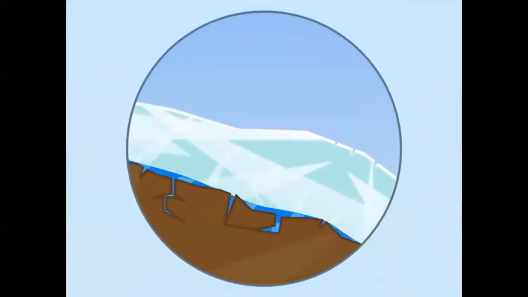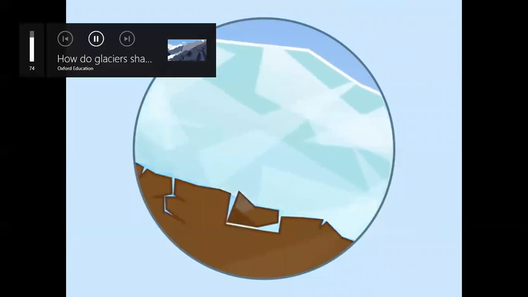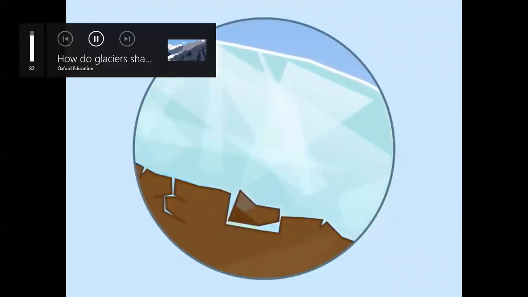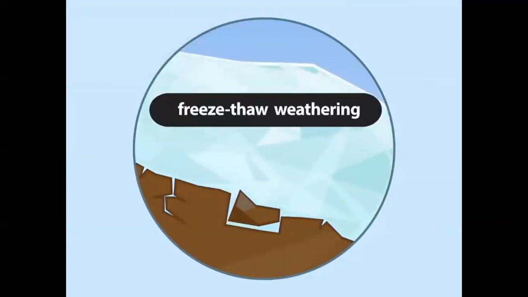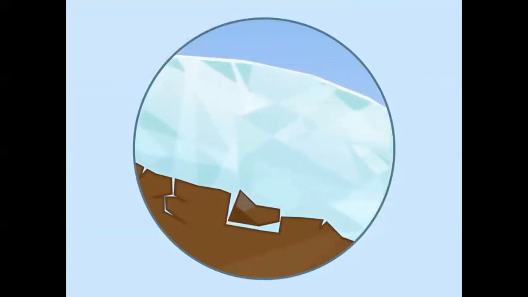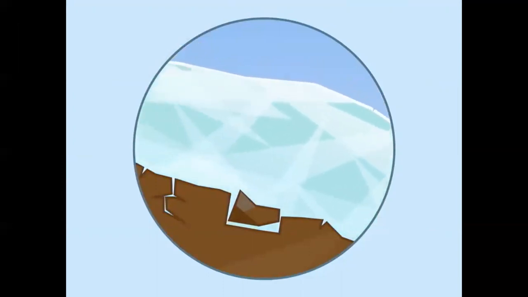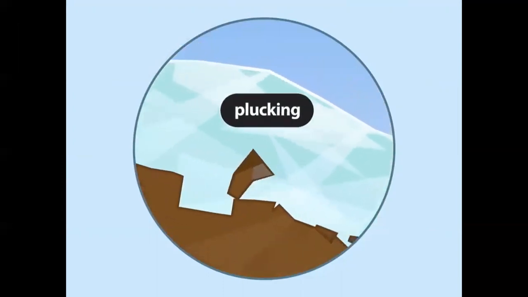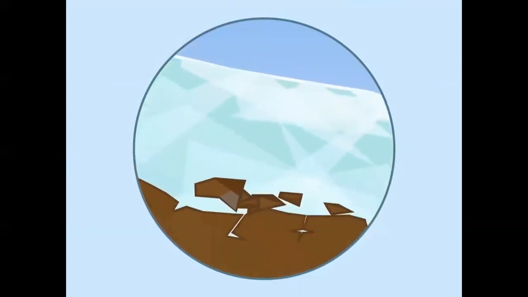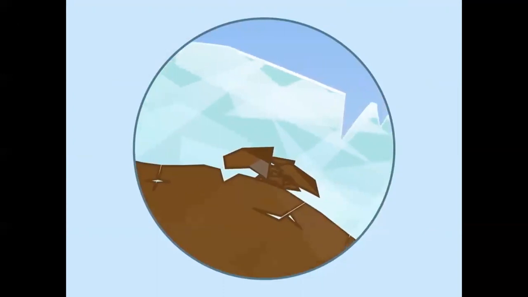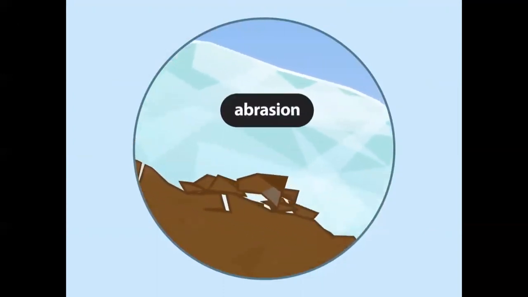Water flowing along the bottom of the glacier seeps down into the rock below. When it freezes, it opens up the cracks in the rock. This is known as freeze-thaw weathering. Then, as the glacier flows downhill, pieces of rock come loose and the glacier pulls them along with it. We call this plucking. Ouch. These rocks and stones scrape along the glacier bed like sandpaper, taking more rocks and stones along for the ride. This is called abrasion.